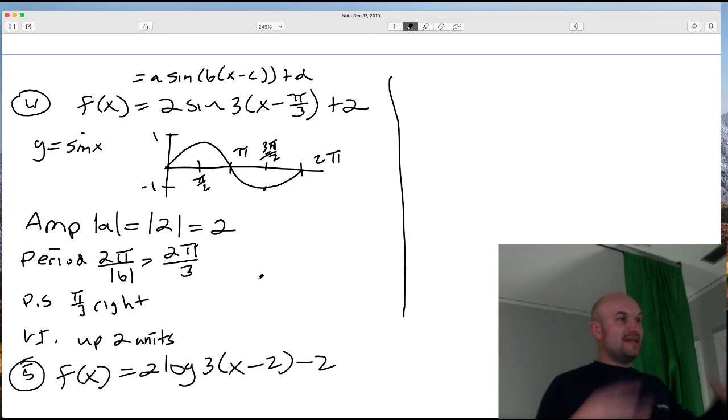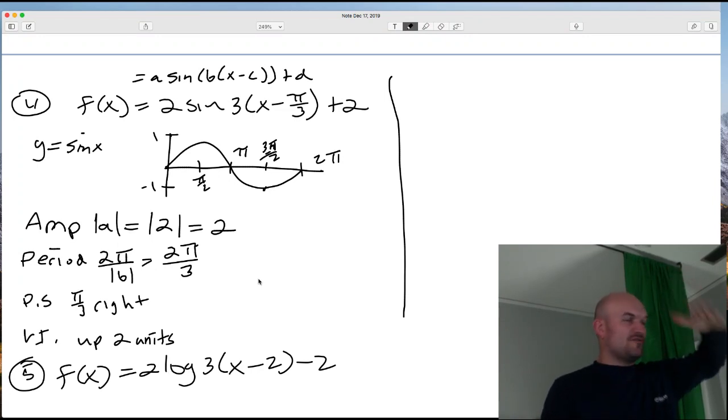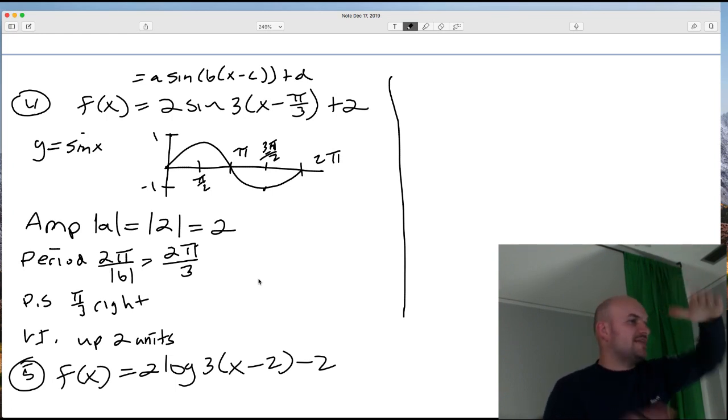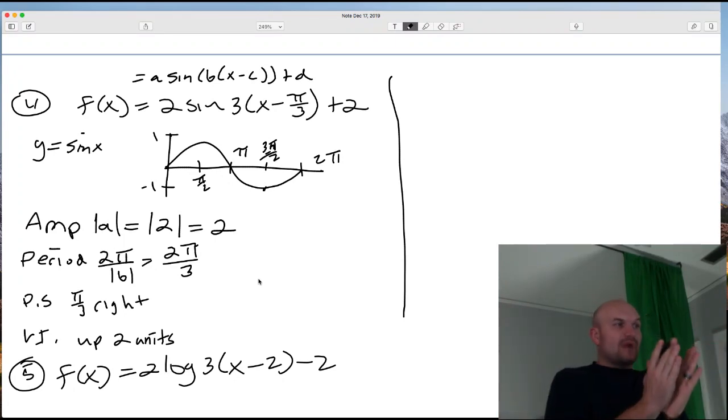All right, so basically, if I was going to take this graph, the amplitude is kind of the same thing as a vertical stretch. You're going to stretch it. Instead of it going from -1 to 1, it's going to go from +2 to -2. The period, instead of being at 2 pi, is going to be at 2 pi divided by 3, so you can see that's being compressed. The graph is being shifted pi over 3 to the right, and then also the whole graph is being shifted up 2 units.